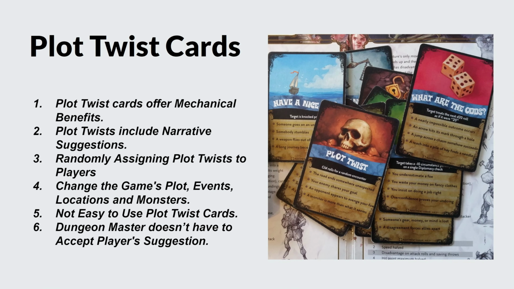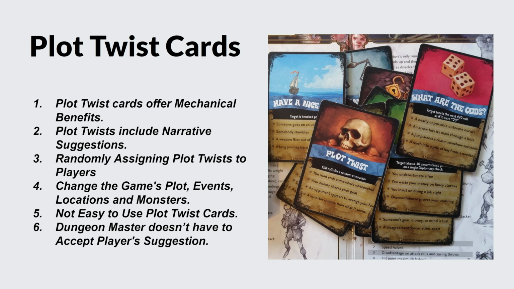The next one is plot twist cards. This is one you're probably less likely to be aware of. The plot twist card offers mechanical benefits that are related to Pathfinder, the first version of Pathfinder, the roleplay game. So ignore that. I want you to just ignore that section. But it does include narrative suggestions. Usually there's a key word or words that sort of focuses you in terms of what you're going to do with this card or what you could do with this card, and then it gives you about 4 suggestions.